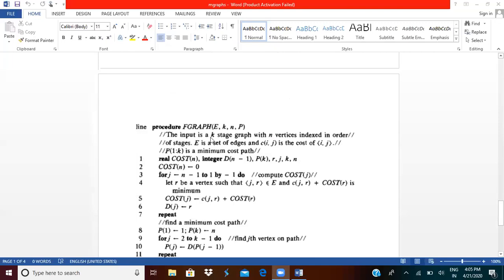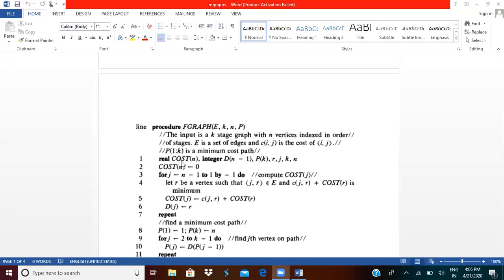So input is a k-stage graph with n vertices indexed in order. Here it is a 5-stage graph with 12 vertices indexed in order of stages. E is a set of edges and C of i comma j is the cost of ij. Then P from 1 to k is a minimum cost path. Minimum cost path is this.